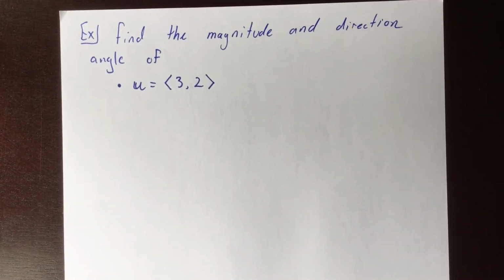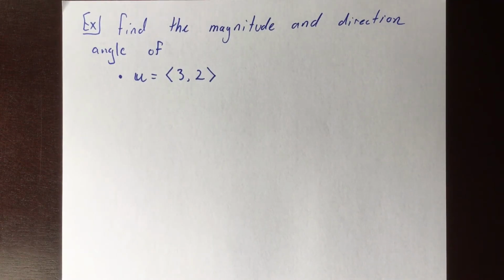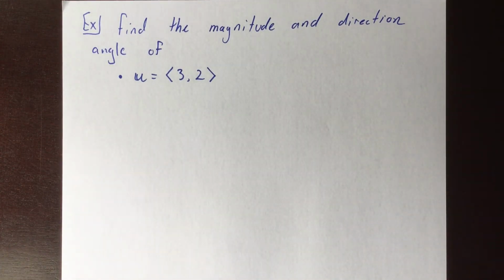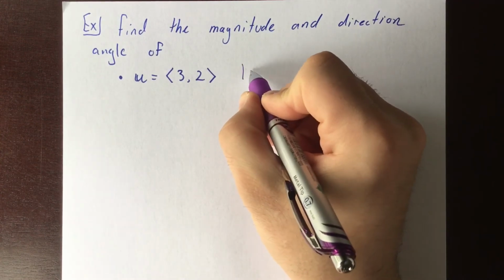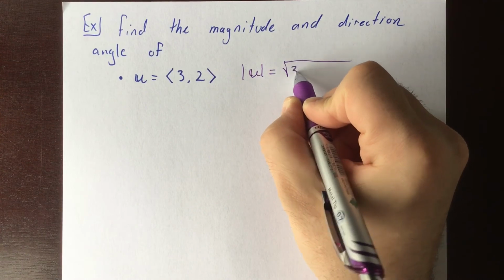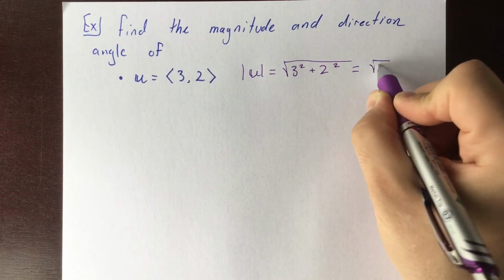Believe it or not, this is our last example. What is different, if you take a look at it real quick, is that it's the exact opposite question of what we just had. In the problem we just came from, I gave you the magnitude and the direction angle, and asked for the components. Here, I give you the components and ask for magnitude and direction. Magnitude is very easy. The magnitude of u is the square root of 3 squared plus 2 squared, which is 9 and 4, so the square root of 13.